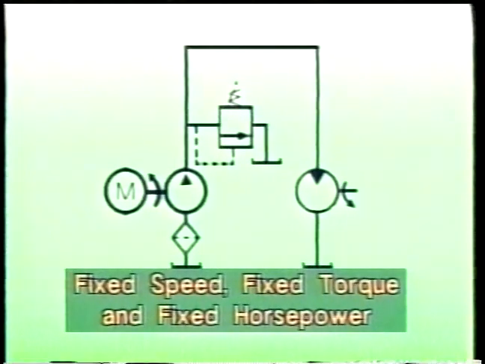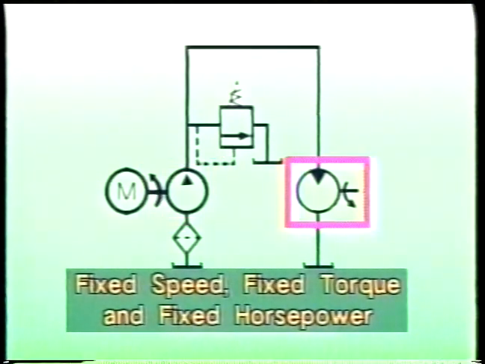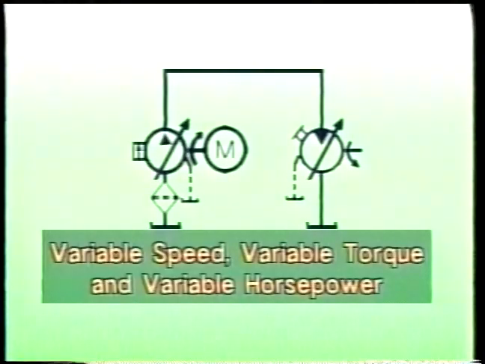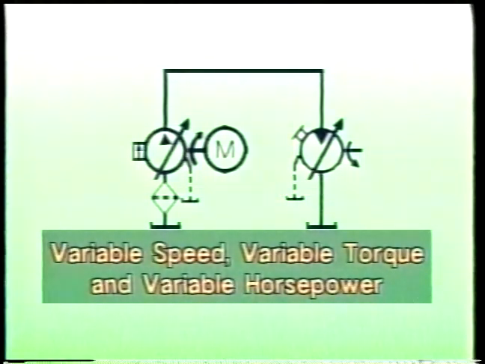The speed, torque, and horsepower of hydrostatic drives and transmissions can be either fixed or variable, depending on the type of pump and motor used. If a constant displacement pump and a fixed displacement motor are used, the system can deliver only a fixed speed, torque, and horsepower. Systems using a variable displacement pump and variable displacement motor provide the most flexibility. They are able to produce variable speed, variable torque, and variable horsepower.